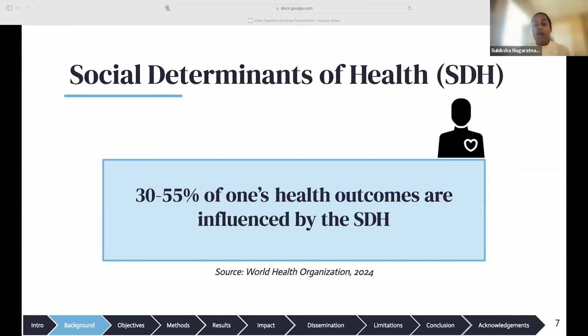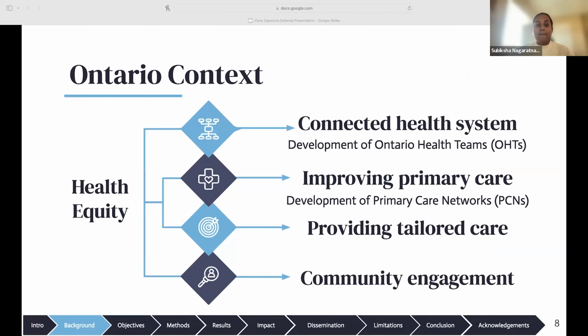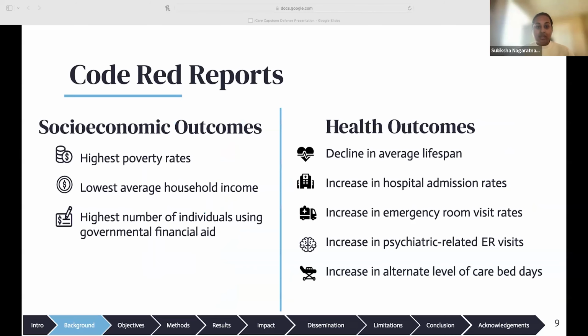So when thinking about how to improve overall health and work towards health equity, we need to think about addressing these determinants. In line with this, Ontario Health has committed to this vision of achieving health equity by prioritizing the creation of a connected health system through the development of Ontario health teams, improving access to primary care, the provision of tailored care, and community engagement principles.